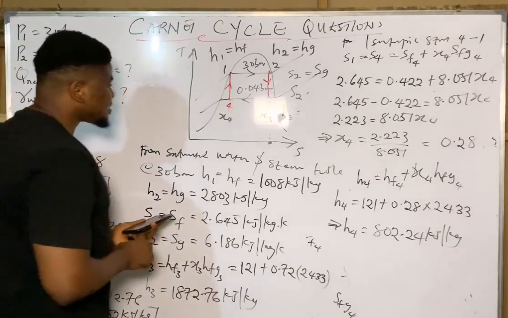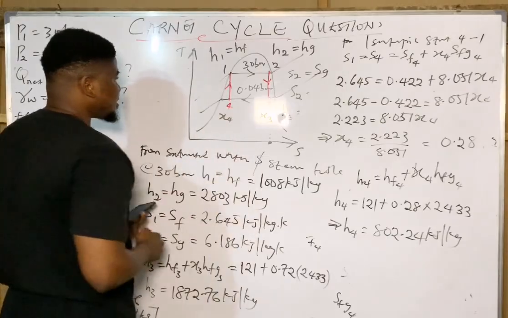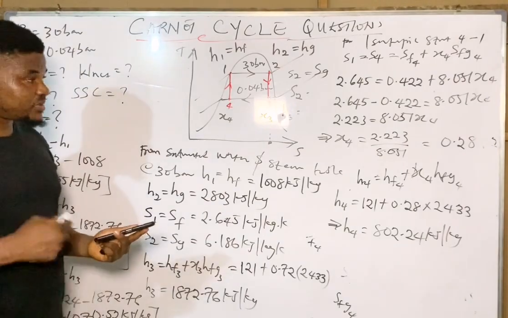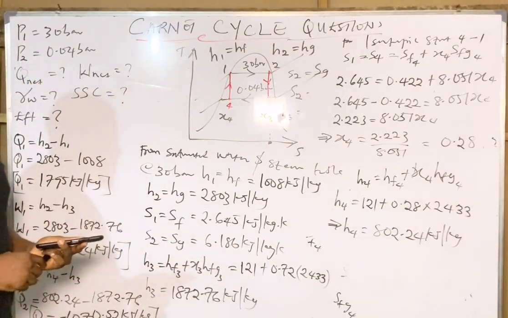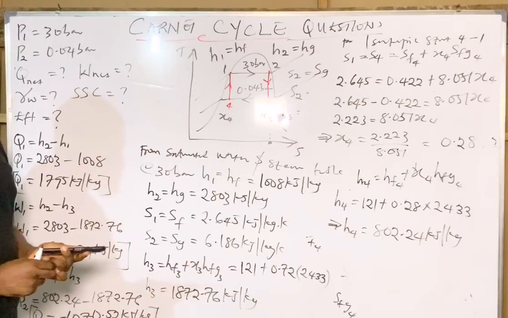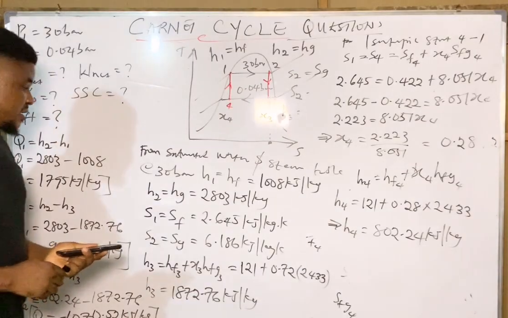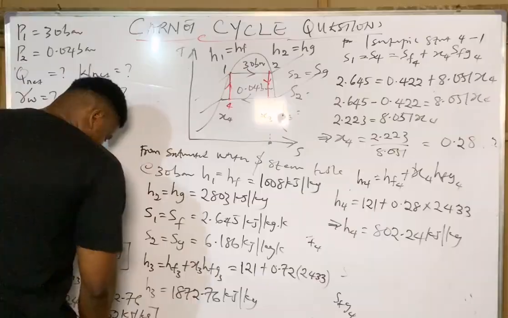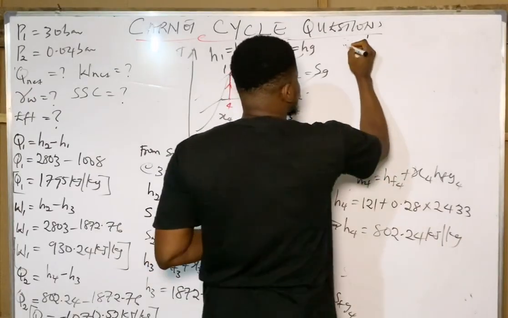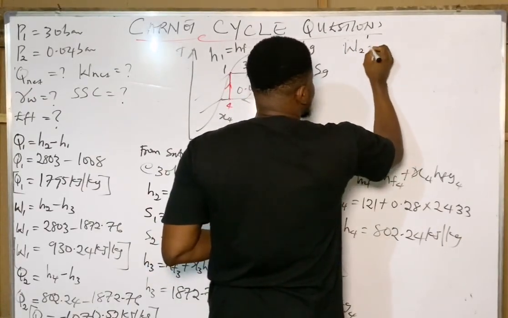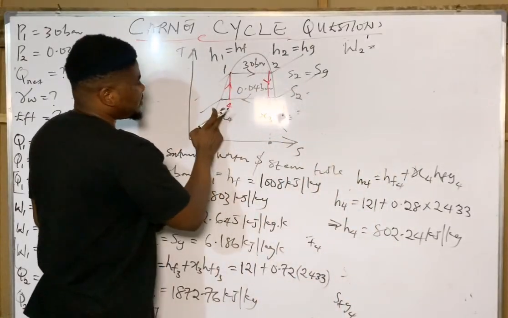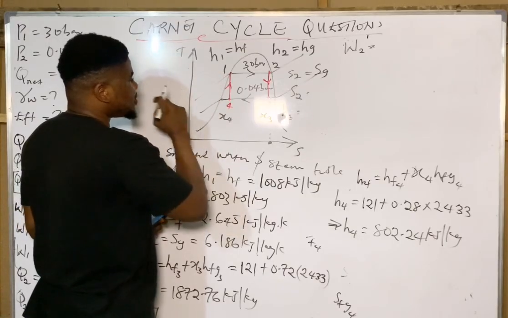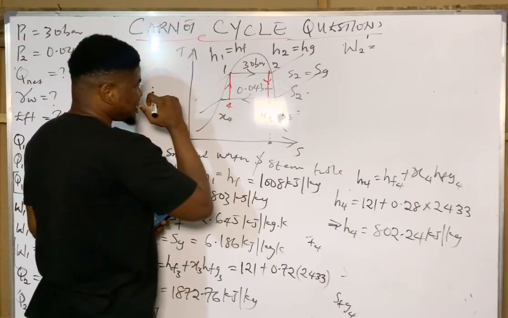Finally, between state 4 and state 1 is the compressor. The compressor compresses the fluid, adds work to the system, and work added to the system is negative. If work is added to the system, that work is negative. So the compressor work is going to be negative. The compressor work is W2. That is going to be equal to, from state 4 to state 1, the lower enthalpy minus the higher enthalpy.